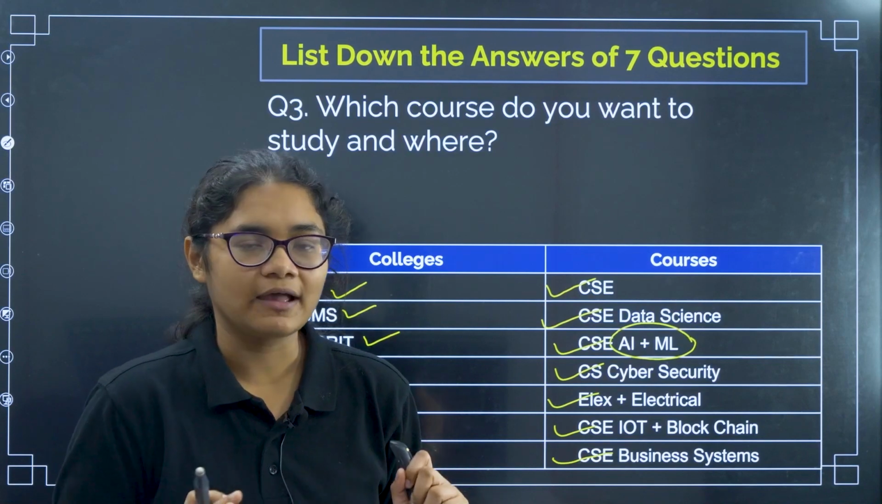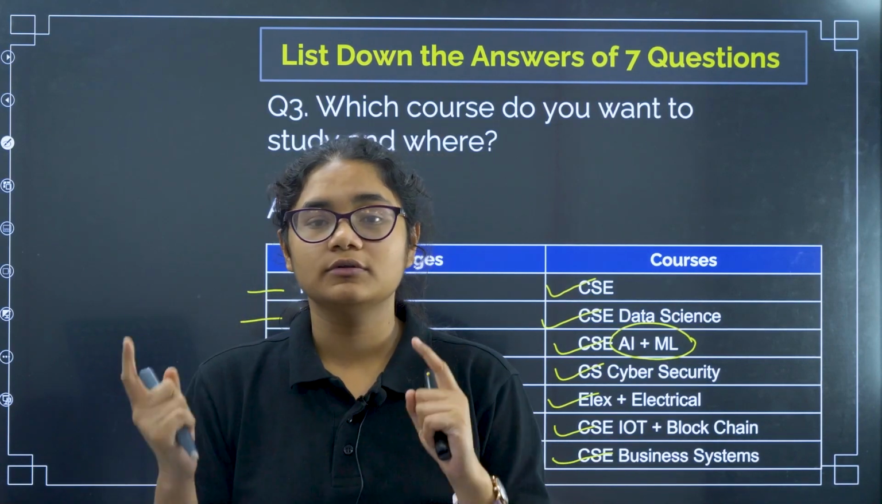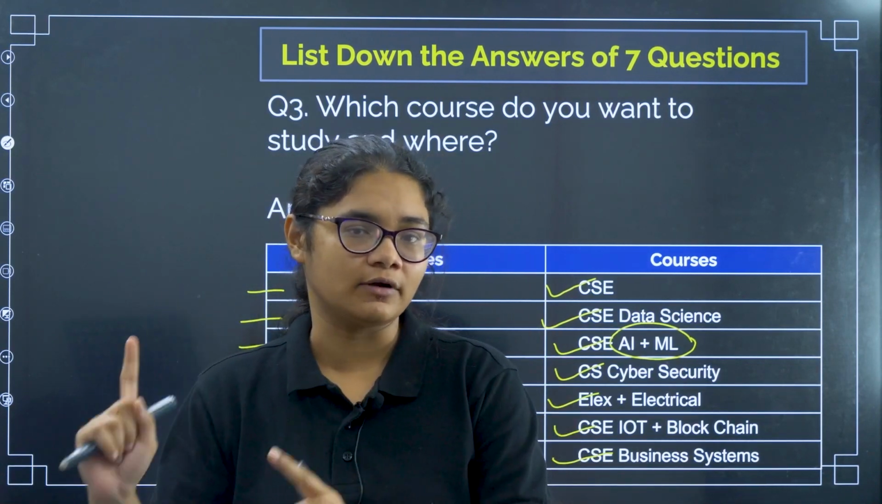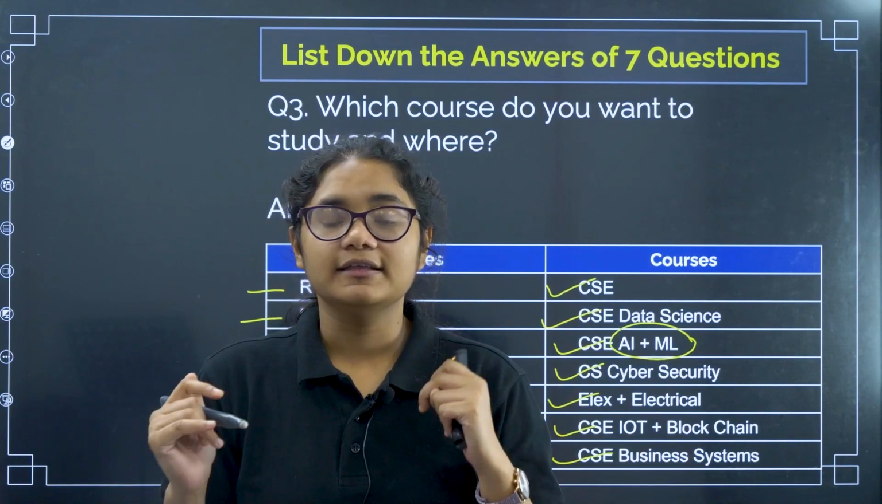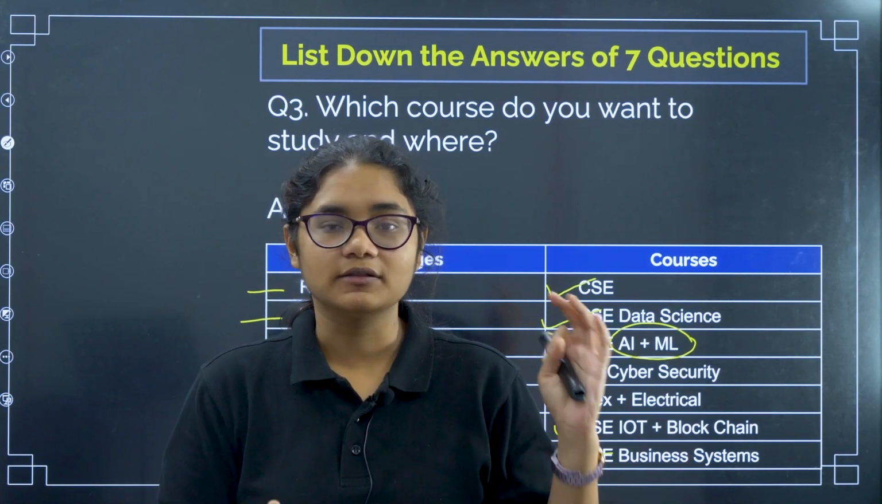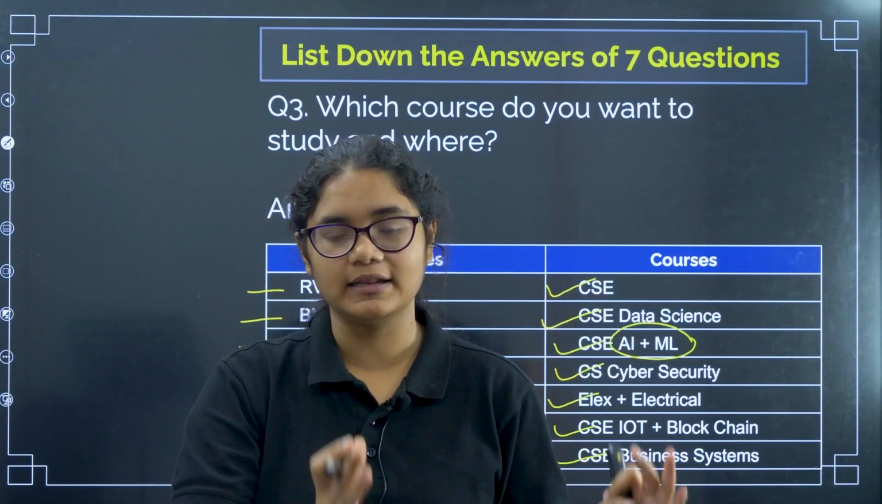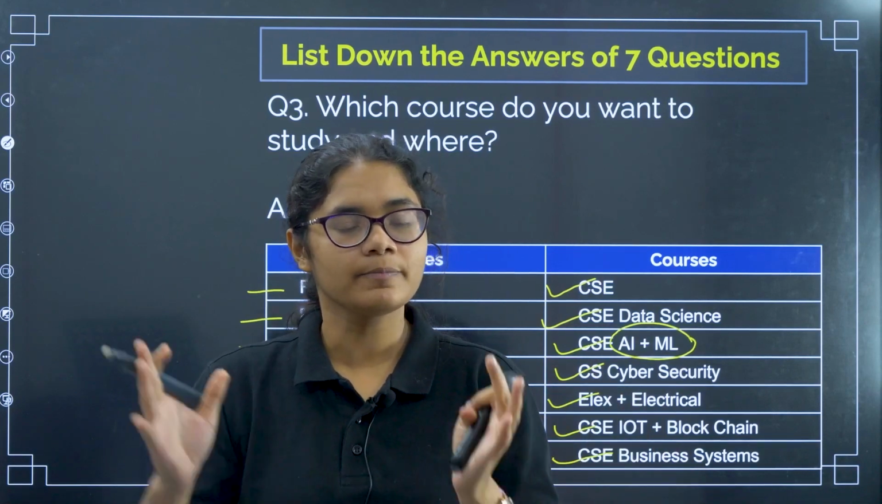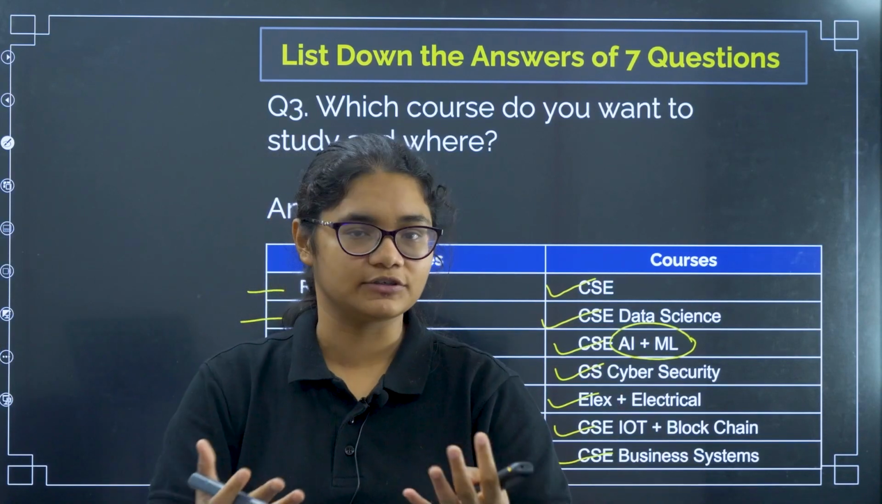So till now, what have we covered? The first step is to decide whether I want course or I want college. The second one is to decide what my rank is. The third one is writing the list of the colleges that I wish to go to and the list of the courses that I wish to study.